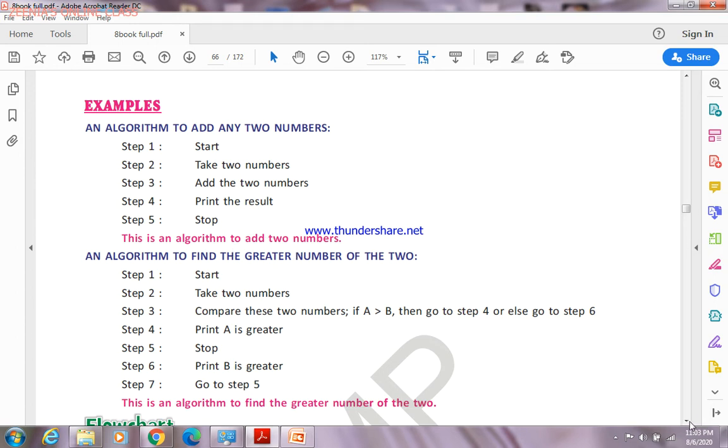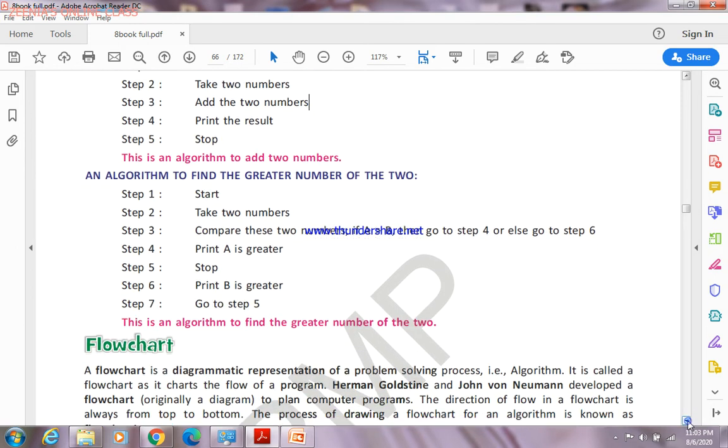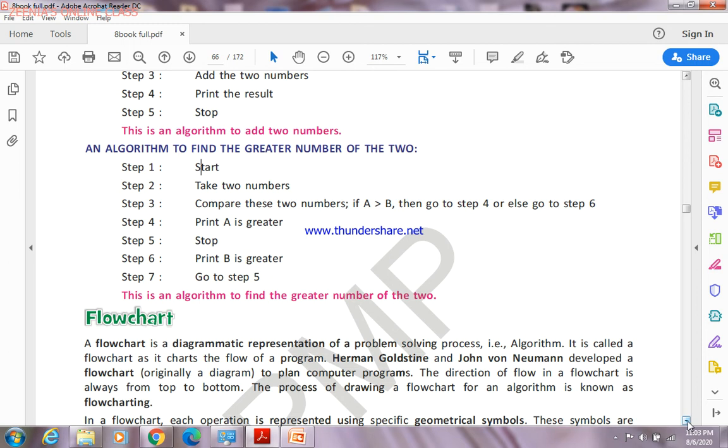Next algorithm is the example for checking the greater number of 2. If we want to find out the maximum of two numbers, we need to write these 7 steps. What are these steps? I want to make you note down one point. Whenever you are writing any flowchart or any algorithm, you need to write start here and you have to write stop here, right? Start and stop is necessary in algorithms and in flowcharts, from where your process is starting and where your process is ending. So you need to put start and stop.